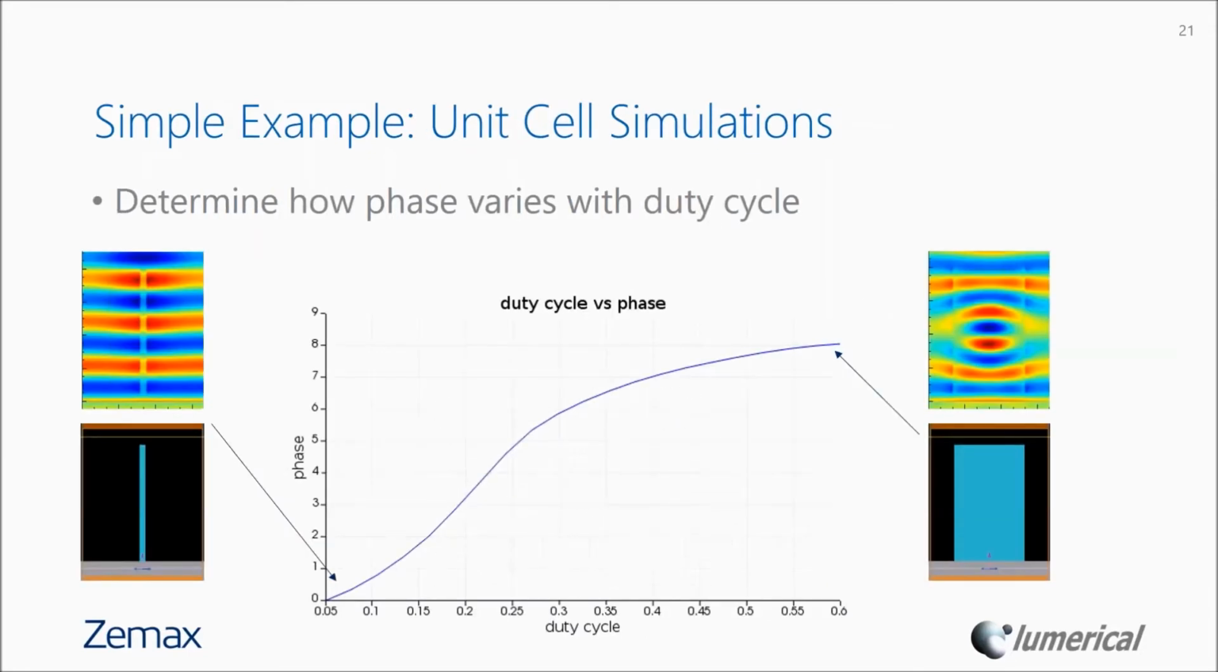Once we have the target phase profile, we need to come up with the initial design that's going to give us this target phase profile. To do this, we need to know how the phase of light varies as I change the duty cycle across the lens. This can be done very easily in FDTD Solutions, and I'll demonstrate that now.